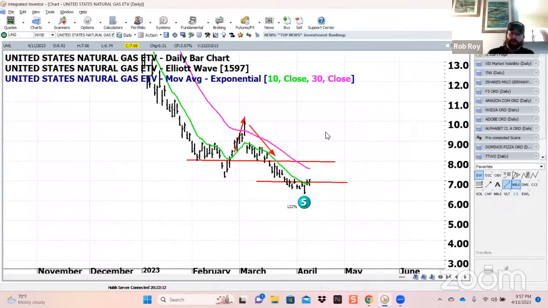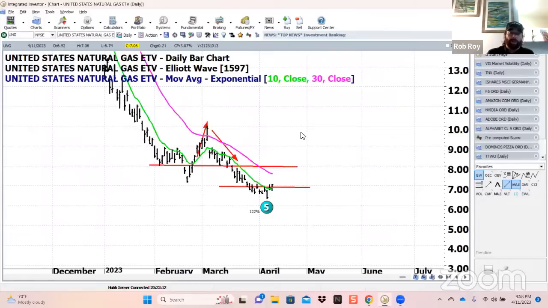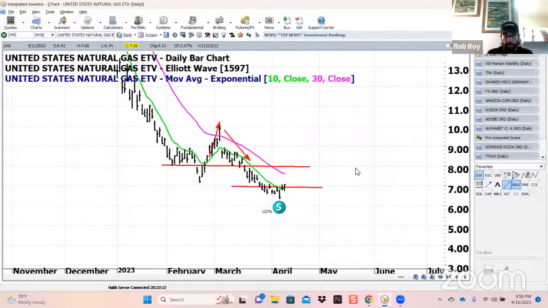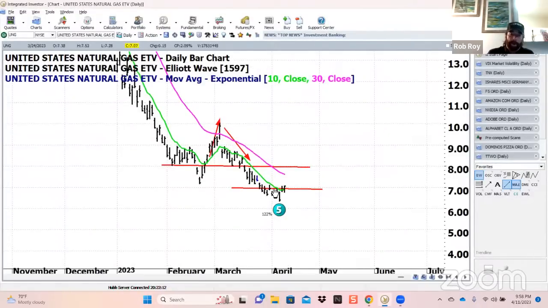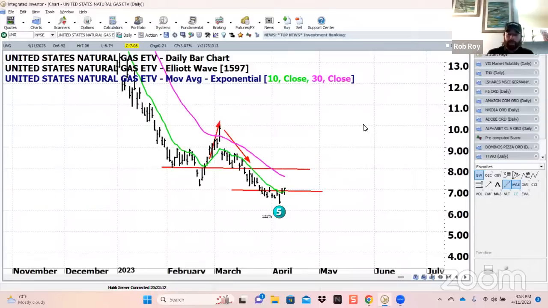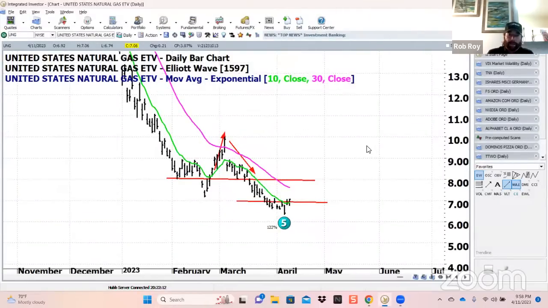This looks pretty constructive. We're overextended, in my opinion, on the wave 5 at 122%. So we're well past the 100% extension level. I do believe we're oversold on natural gas, but I thought we were oversold at 8 as well. So take that into account. I've been wrong with the move down from 8 to 7, but it's trying again. So I think you could take another shot at natural gas here, holding at 7 and seeing if it can bounce back to the upside.